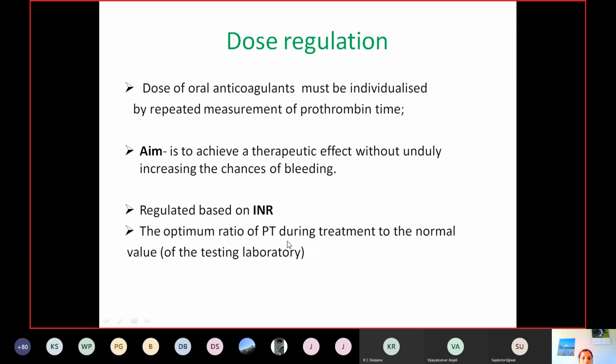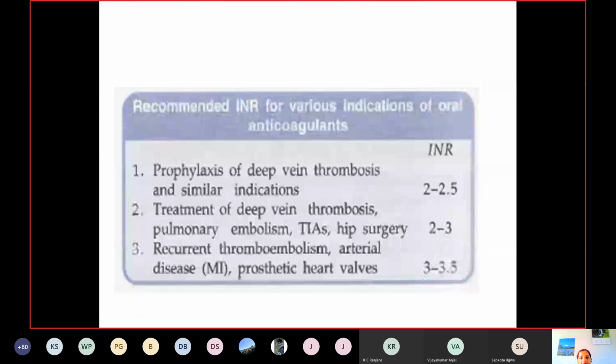The optimum ratio of the prothrombin time during the treatment to the normal value. This normal value is the standard range that is given by the WHO. So in different conditions, different INR ratios should be maintained, and it should be individualized. If the patient is healthy, or if the patient has any associated disease, in that condition you have to monitor the INR level accordingly. Because of this reason, the INR level is different for different individuals. That should be individualized.